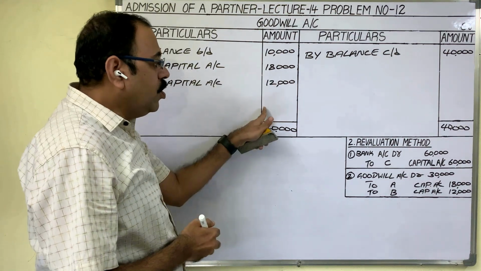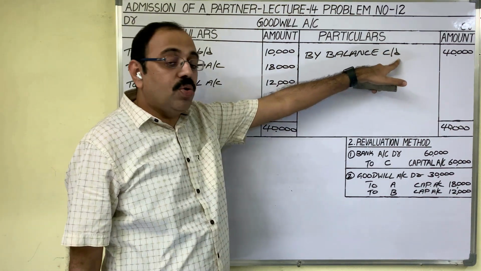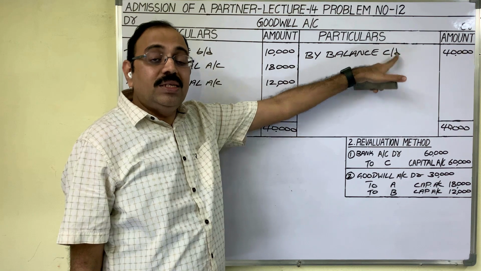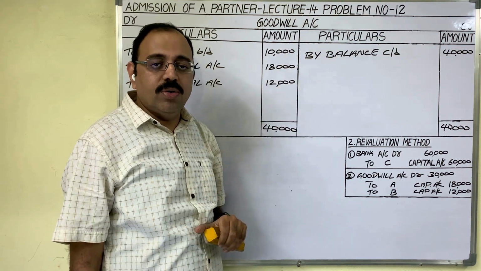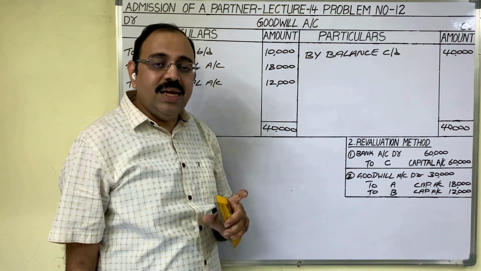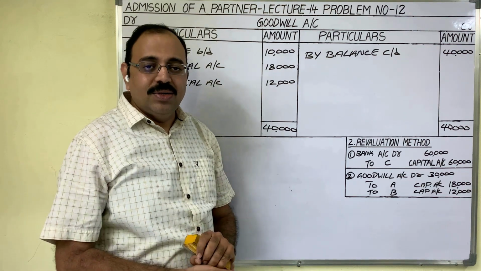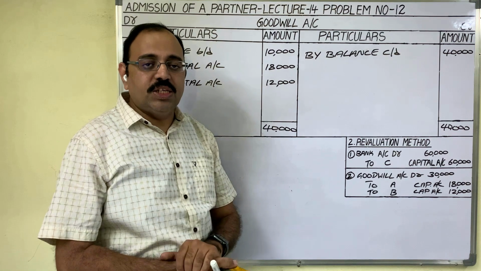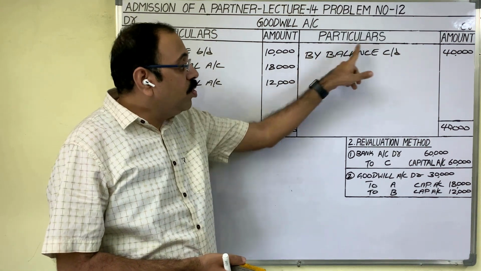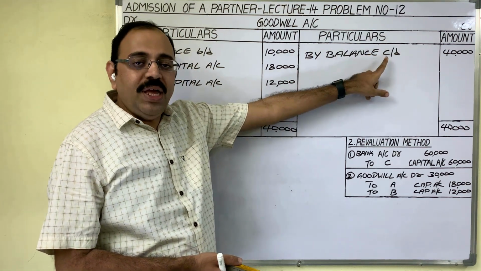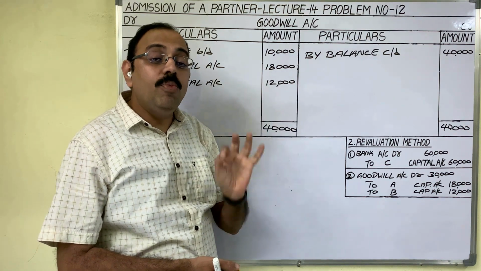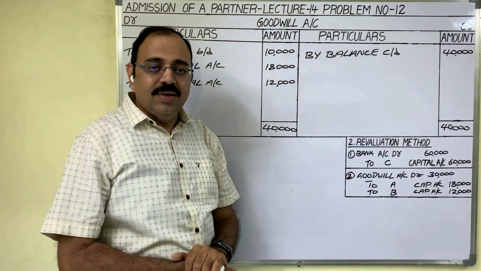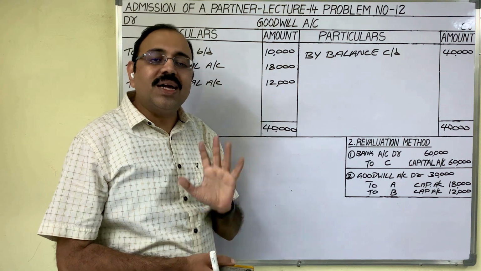Debit total is more, no? Therefore, this balance is known as debit balance. This debit balance of goodwill account appears as an asset in the new balance sheet. So remember, under revaluation method of goodwill adjustment, we should show this goodwill amount 40,000 rupees as an asset in the new balance sheet under asset side. With this, ledger is completed.